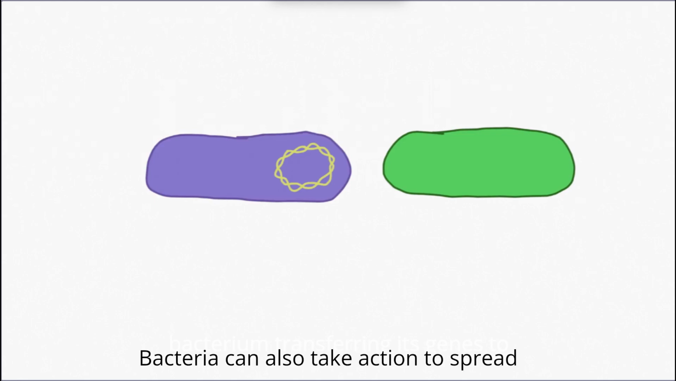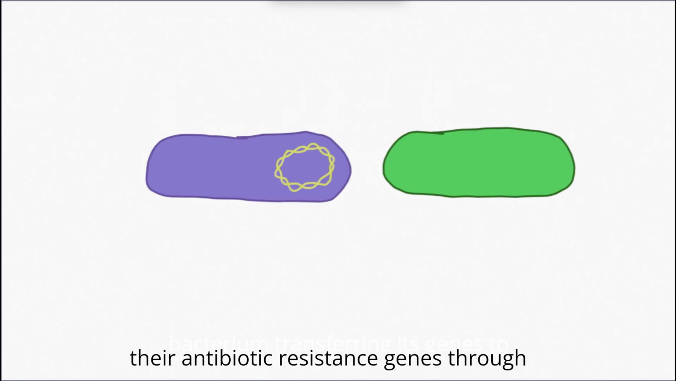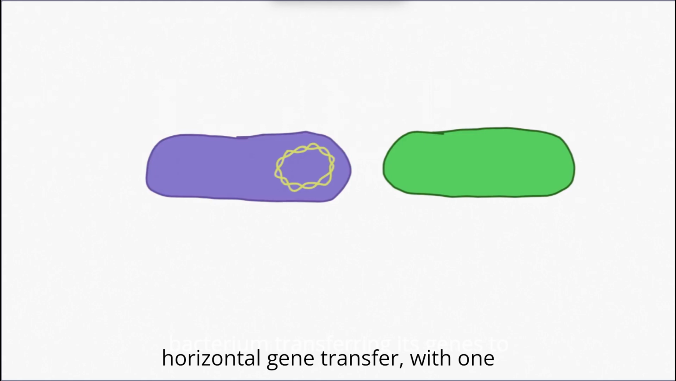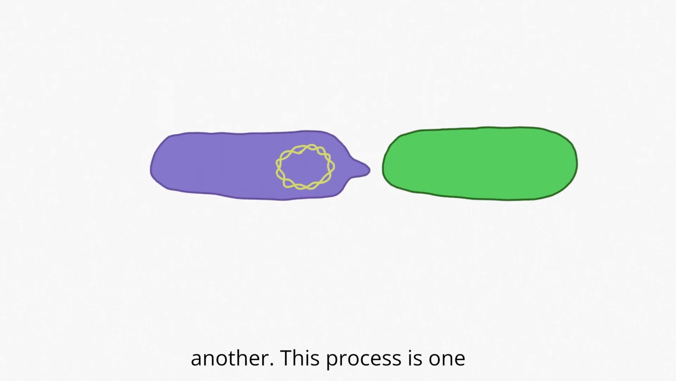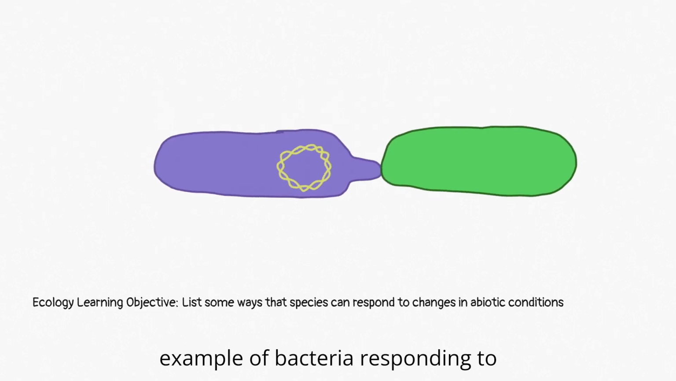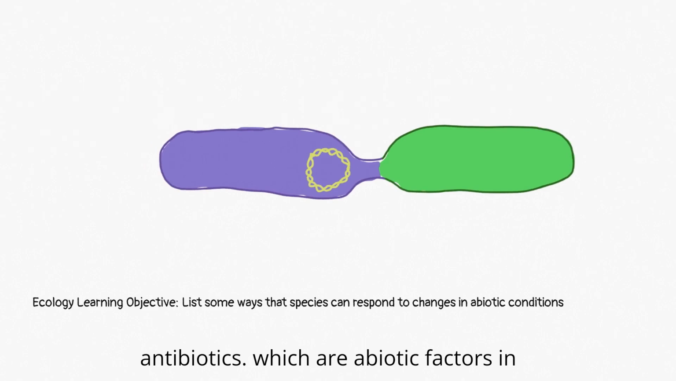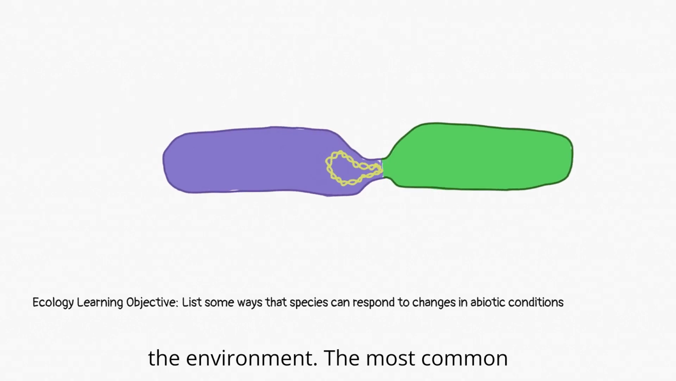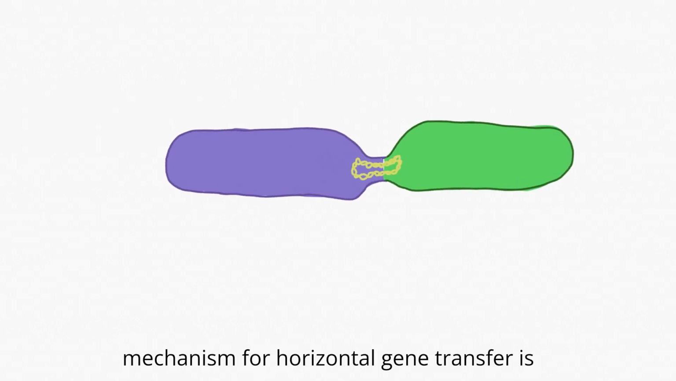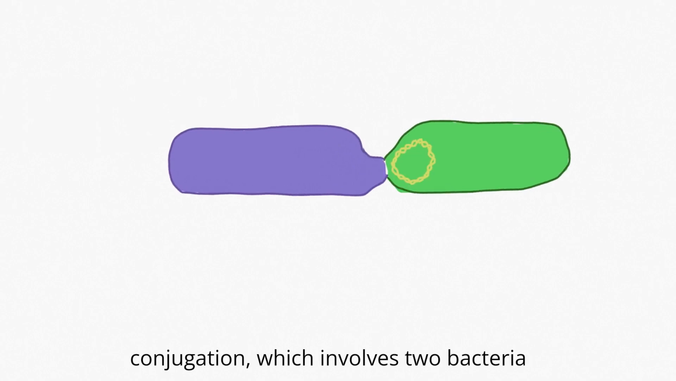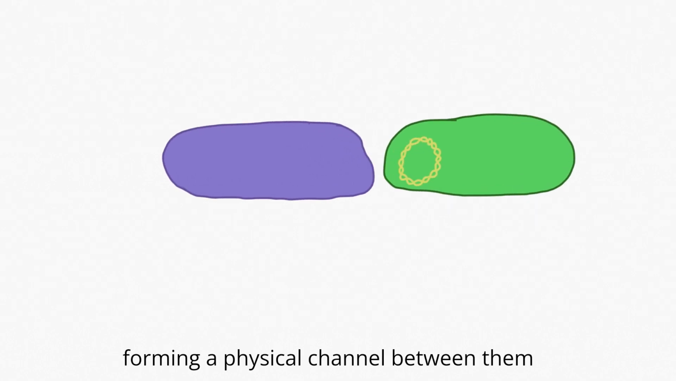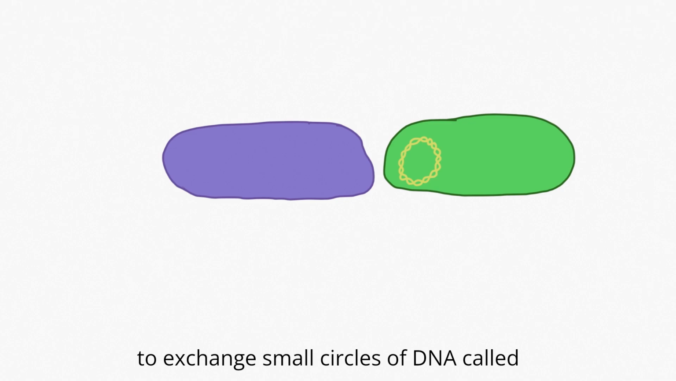Bacteria can also take action to spread their antibiotic resistance genes through horizontal gene transfer, with one bacterium transferring its genes to another. This process is one example of bacteria responding to antibiotics, which are abiotic factors in the environment. The most common mechanism for horizontal gene transfer is conjugation, which involves two bacteria forming a physical channel between them to exchange small circles of DNA called plasmids. The receiving bacterium then gains antibiotic resistance traits.